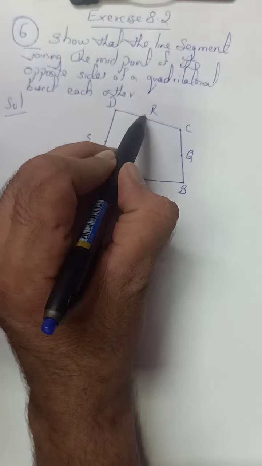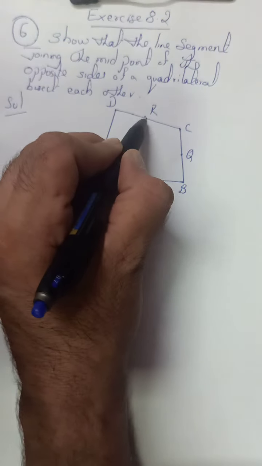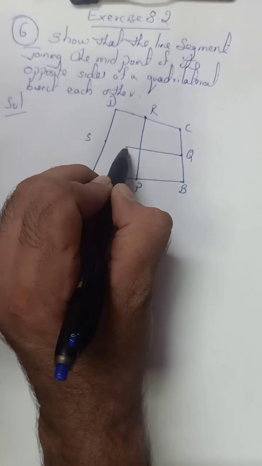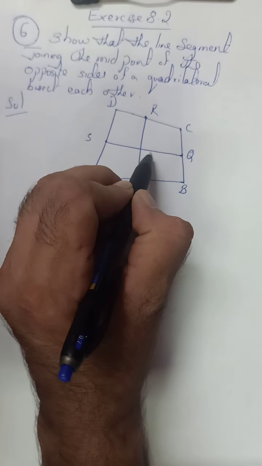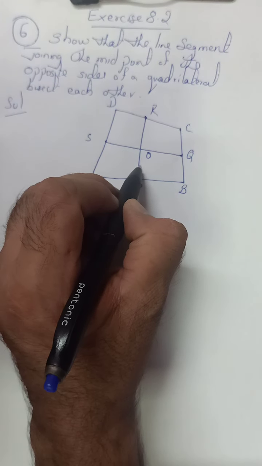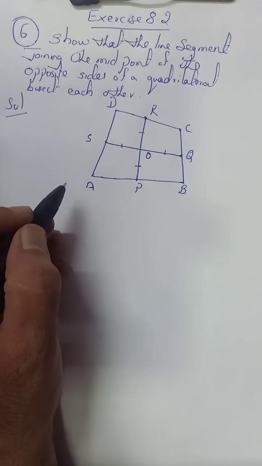Clear? Now show that the line segments joining the midpoints of the opposite sides like this, I'll join these two midpoints also, they bisect each other. That means they bisect each other. मतलब यहाँ पर शो करना है कि PO is equal to OR and SO is equal to OQ.